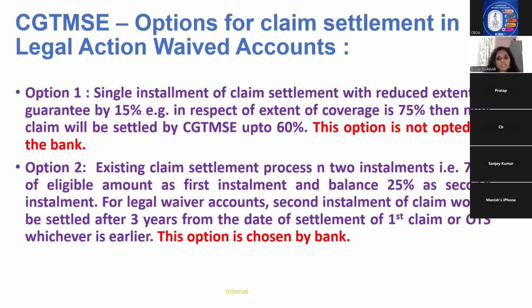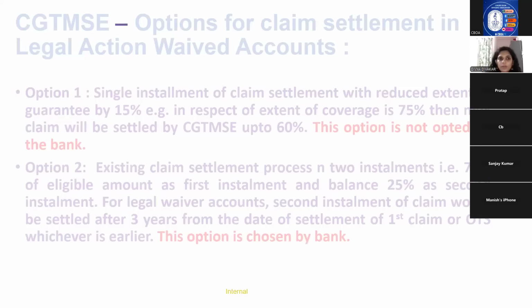But the second option is claim settlement in 2 installments. What are those 2 installments? 75% of the eligible amount as the first installment and the balance 25% as the second installment. The second installment will normally be settled within 3 years from the date of first settlement of the first claim. This is opted by our bank.